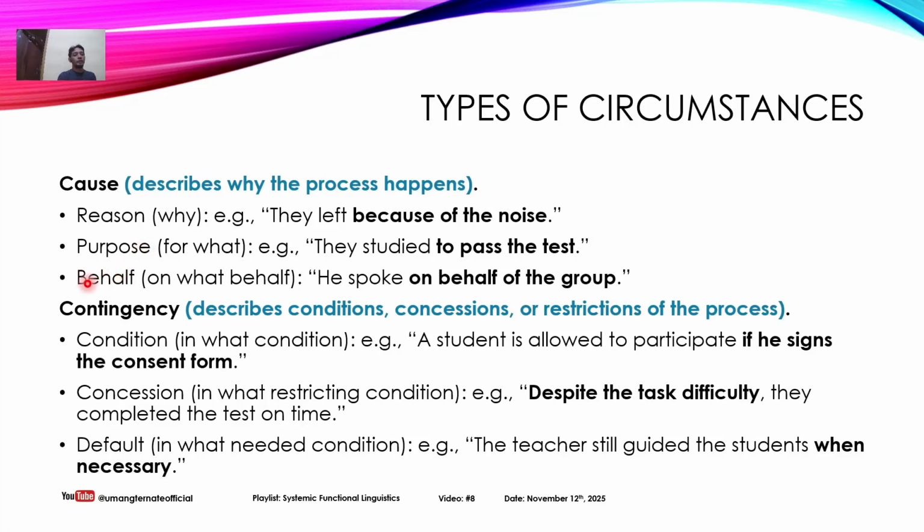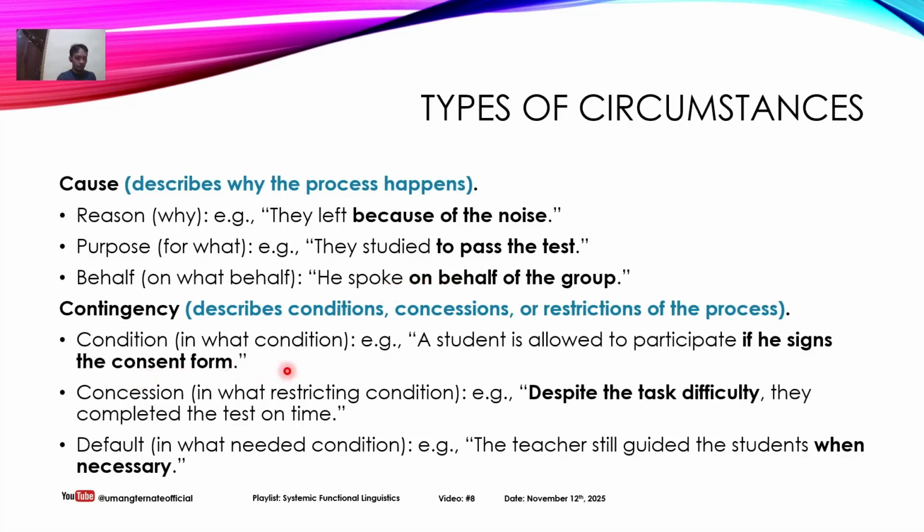The next one is behalf. On what behalf? He spoke on behalf of the group. So in this case, he is part of the group and represents the group in the process of speaking. So that is the circumstance of behalf.